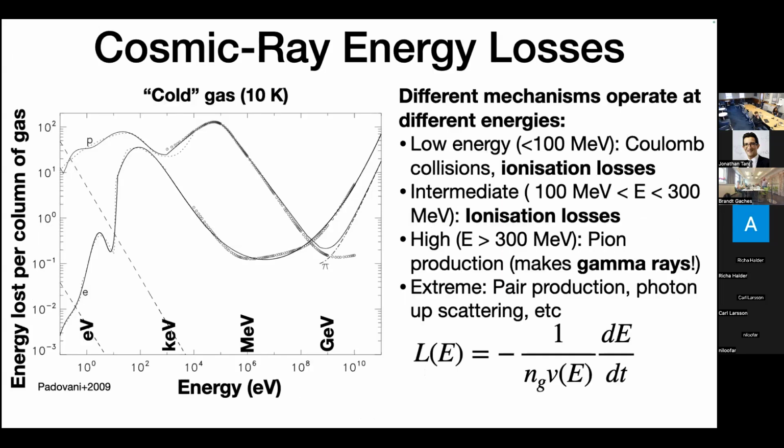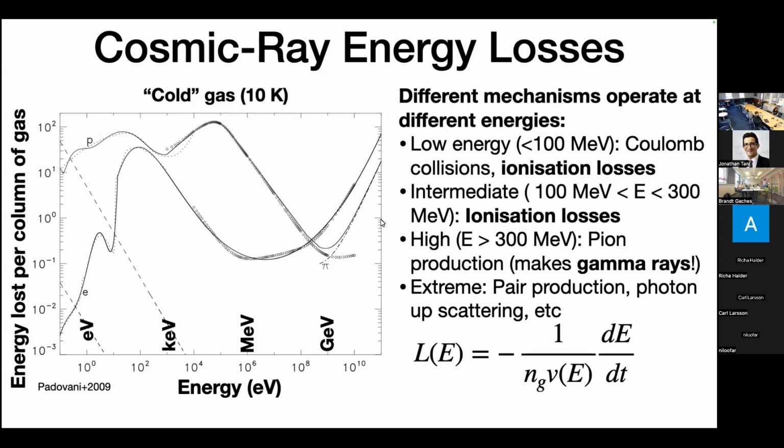But as cosmic rays travel through the gas, they lose energy. And so I've shown here, you can see just this top line. See if you can see this, not easily. Here we go. You see this top line, this is the energy loss function for protons.